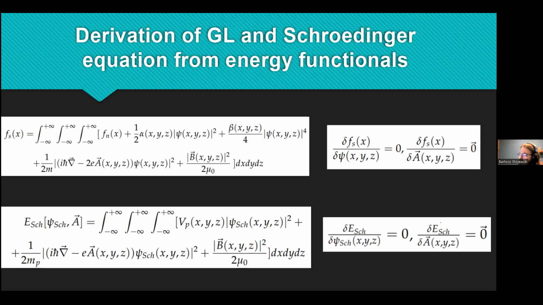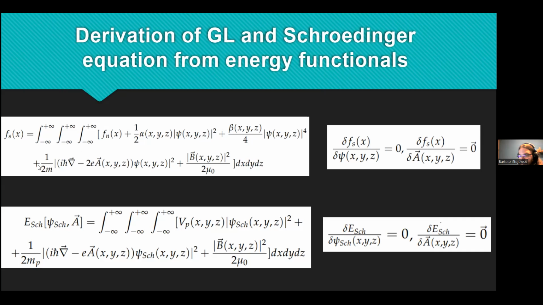Furthermore, our GL free energy functional shall be able to produce equations of motion capturing the essence of London equations. Following the literature, we postulate a GL functional of the form as shown on the slide here on the top left, where magnetic field B is the rotation of a vector field A.